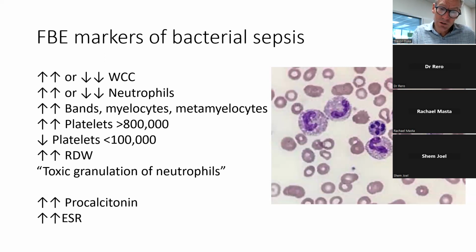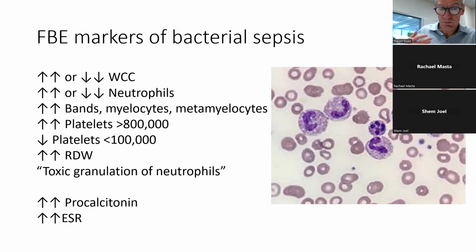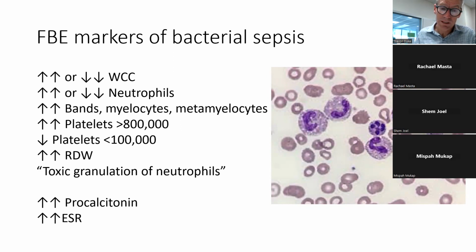And if you see a child who's got neutropenia with a lot of immature forms in the blood, then they've got a very serious bacterial infection until proven otherwise. Some of the other features of a serious bacterial infection are if the platelet count is very high. Again, that's just a marker of severe systemic inflammation that can drive the platelet counts very high. And sometimes the platelet count can be very low. And there's another feature on the full blood examination. It's called the red cell distribution width. I've talked about this before, and that is often high when a child's got severe sepsis.